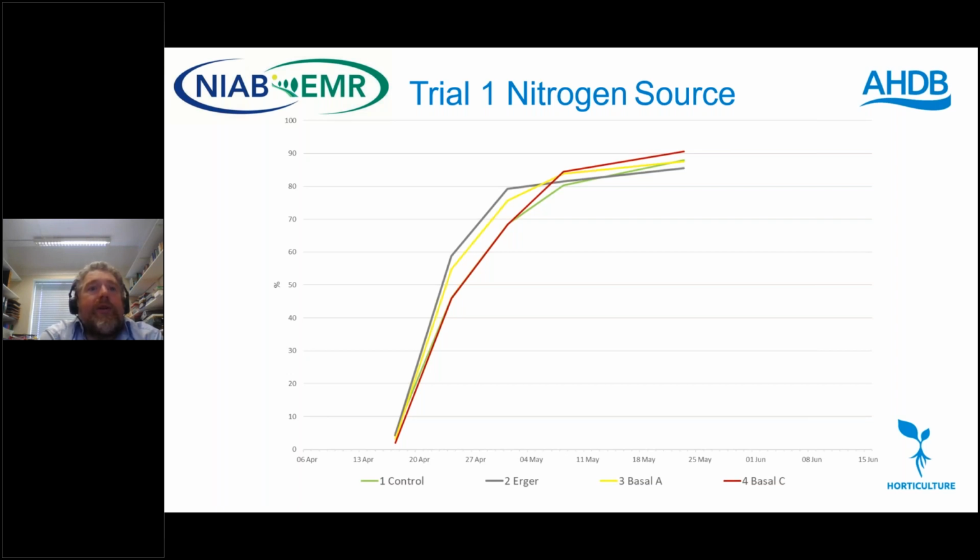So the green line is the control, and anything to the left or above the control has got a higher percentage bud burst than the control had. So as you can see, Erga, the grey line, is by far the highest, closely followed by Basal A and then Basal C. When we look at this statistically, there's no significant differences between the treatments, which is basically telling us that there is no difference between which nitrogen source we use.